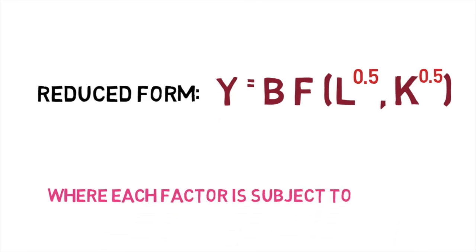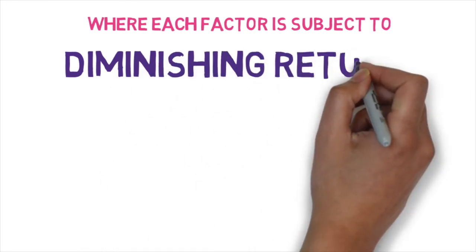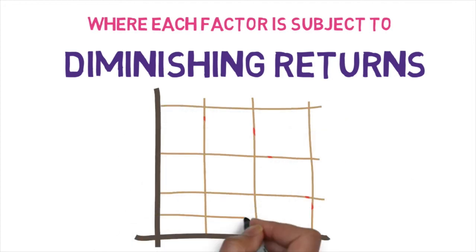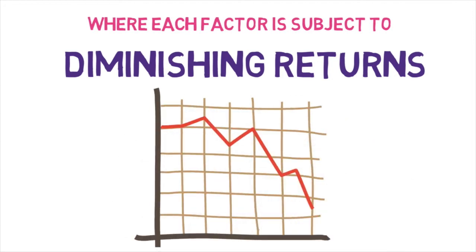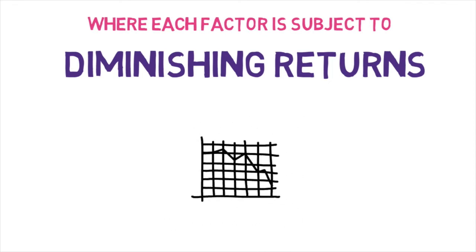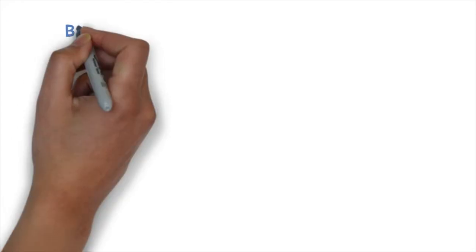So why do we put them in as 0.5 each? Well, we put them in because this equation is subject to, number one, diminishing returns, which means that as we increase the amount of labour or capital in the production process, output does increase, but at a diminishing rate as indicated here. So diminishing returns to both labour and capital as individual factors.